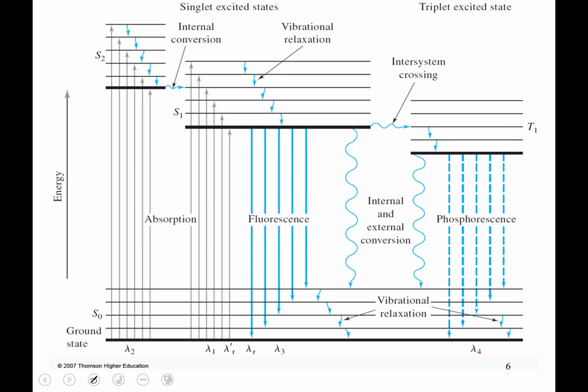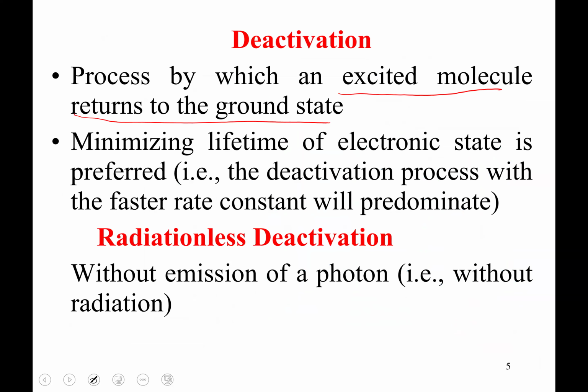You can see what internal conversion means. Internal conversion, you can have overlapping of the singlet states. You can see that is internal conversion within the overlapping singlet states. And then you can see here vibrational relaxation. Vibrational relaxation can occur in the excited state or even at the ground state. All right? So that is what I'm talking about: deactivation, the loss of energy to come to the ground state.